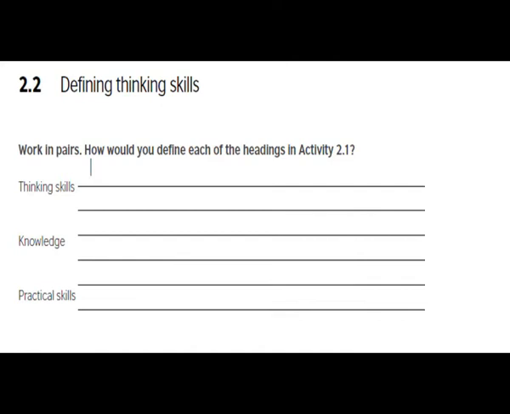Okay, let's check your answers. Thinking skills: the skills that are related to what? Mind. Yes, mental process. So thinking skills is a mental process. Knowledge: what about knowledge? Data or information that we get and learn.